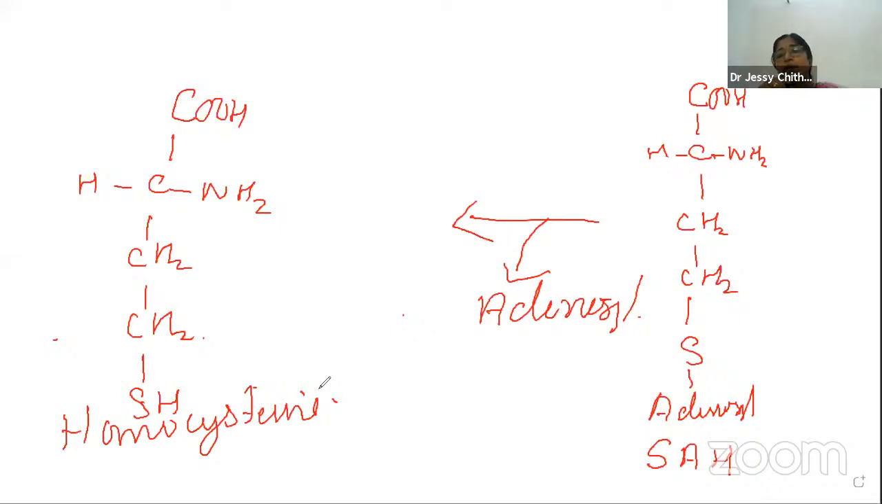Understand? So methionine to S-adenosyl methionine to S-adenosyl homocysteine, and in the presence of adenosyl homocysteinase enzyme, the adenosyl group is removed, forming homocysteine. Based on the cellular requirement, homocysteine can either form methionine or can form cysteine. We will see how methionine is regenerated from homocysteine.